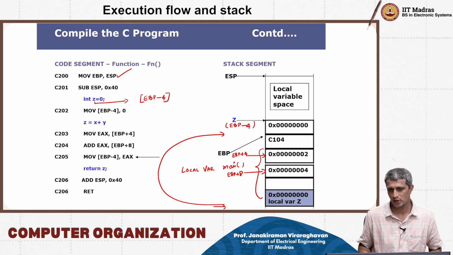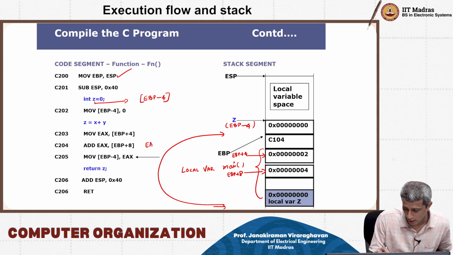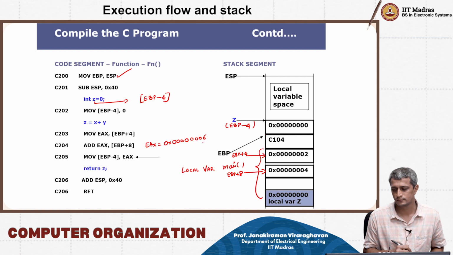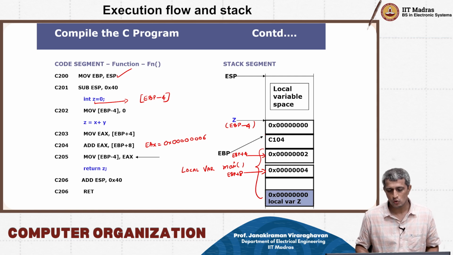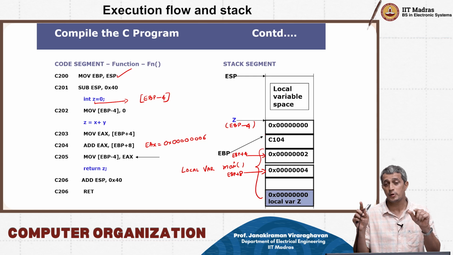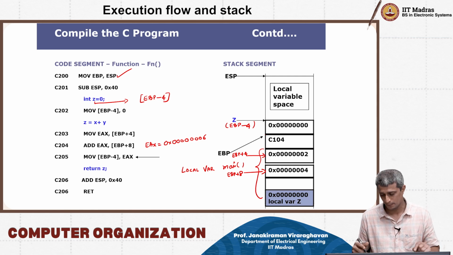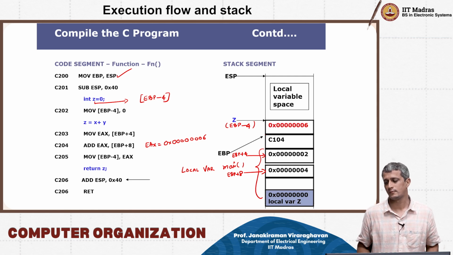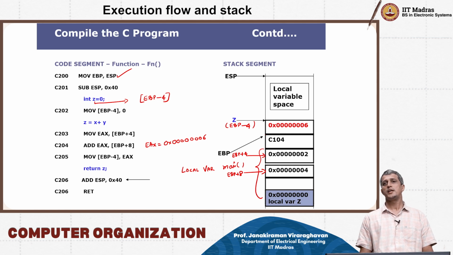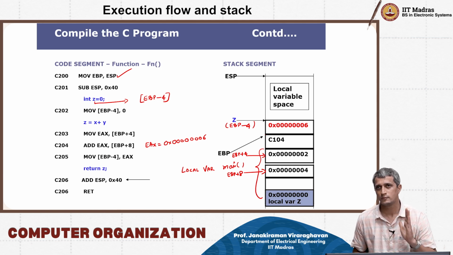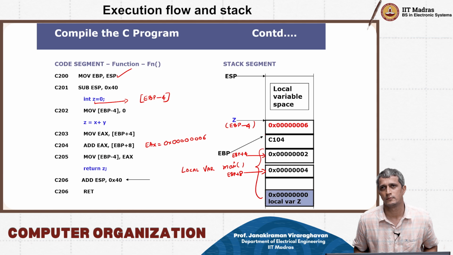Now you would have performed the addition, and EAX after this instruction would have what? 0x00000006. Okay. Now what do I do? I am going to do move contents of EBP minus 4. What is contents of EBP minus 4? It's the local variable z of function fn. I am going to move the value of EAX, and therefore I have put 0x00000006, that answer, into the local variable space in the function fn appropriately.